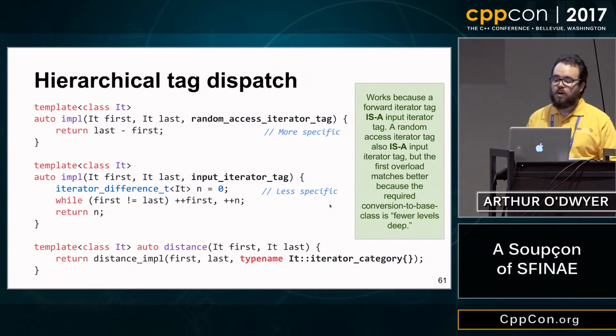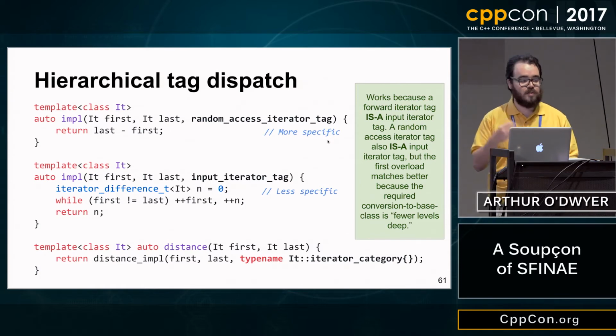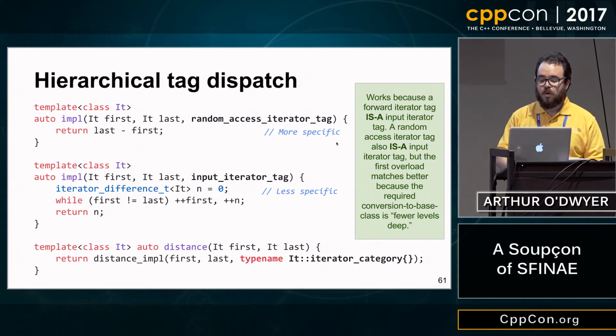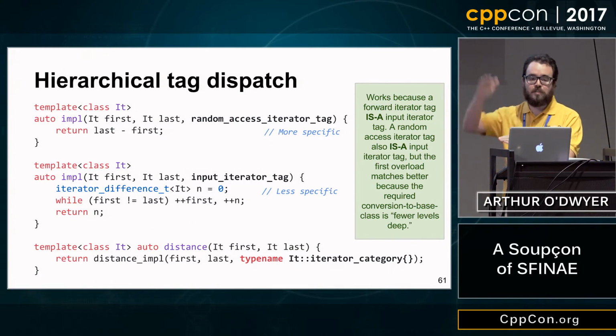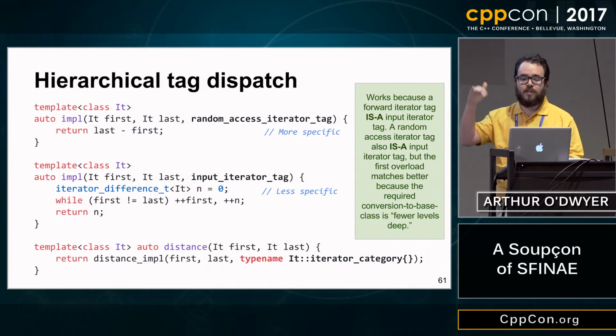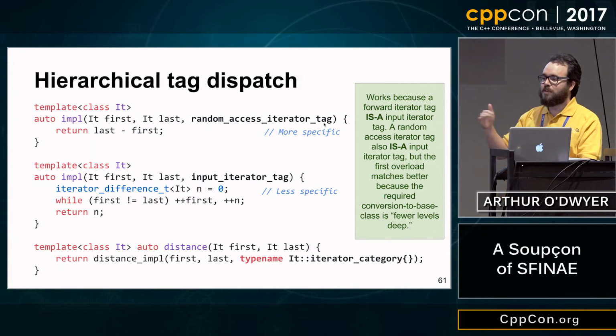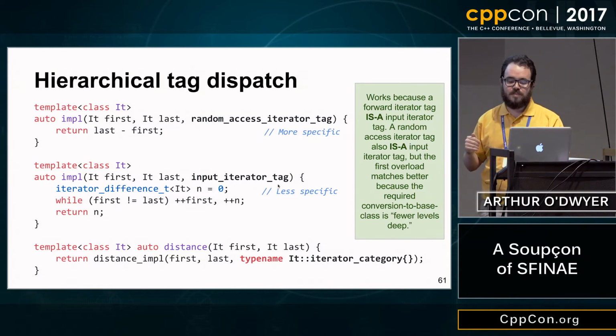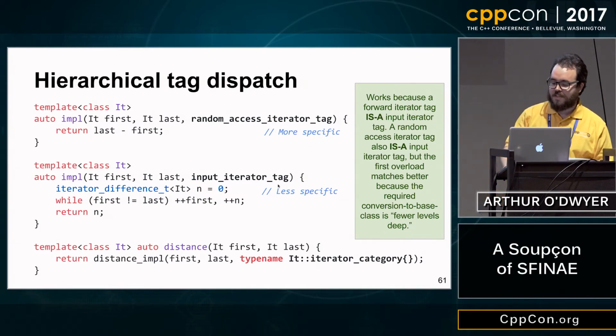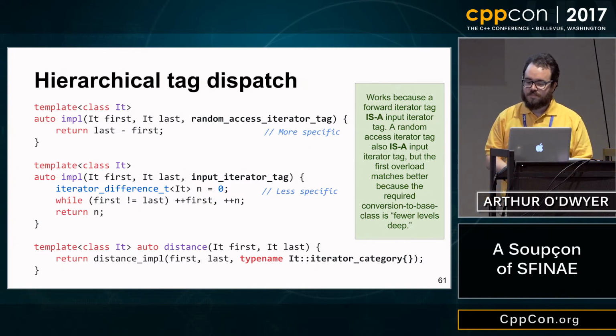But the idea is that we have one overload. These are no longer partial specializations. They're separate function overloads. They have different argument types. But one of them takes a very, very derived class, random access iterator tag, and the other one takes a base class. And so statically, overload resolution will prefer, if it can see that you're passing something of that very, very derived tag type, it will call the one expecting the very, very derived type. And if you're doing something a little less derived, it'll have to call the one that takes the base tag type. Right, the first overload match is better because the required conversion to base class is fewer levels deep.